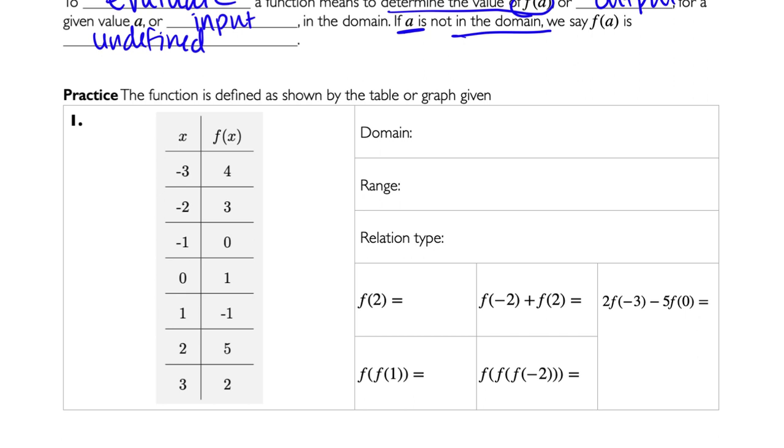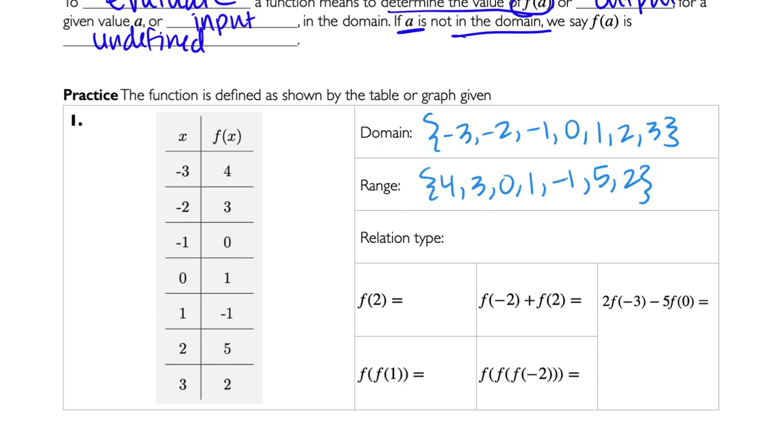Okay, so what's the domain for number 1? So the domain is all of the x values, all of the input values, and then what's the range? The range is all of the y values, all the f of x values. What is the relation type? So this is one-to-one because there's no repeated y values. All of them are different. So 1x to 1y.